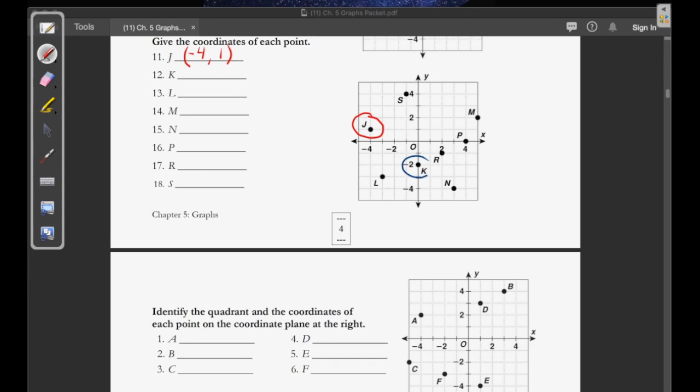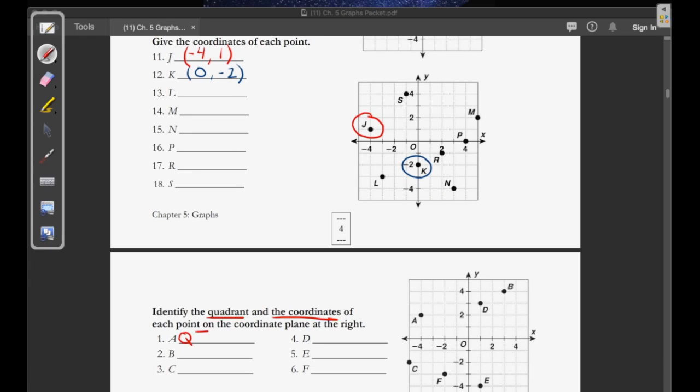Let's try another one. Let's look for K. Okay, am I going to move right or left starting at the origin? No, I didn't. So that's a 0 for the x-coordinate. But I did go down 2, which is -2 for the y-coordinate. So our coordinate point is 0, -2. Now just one more problem. On page 5, it wants you to do two things. It wants you to identify the coordinate and write the coordinate point.